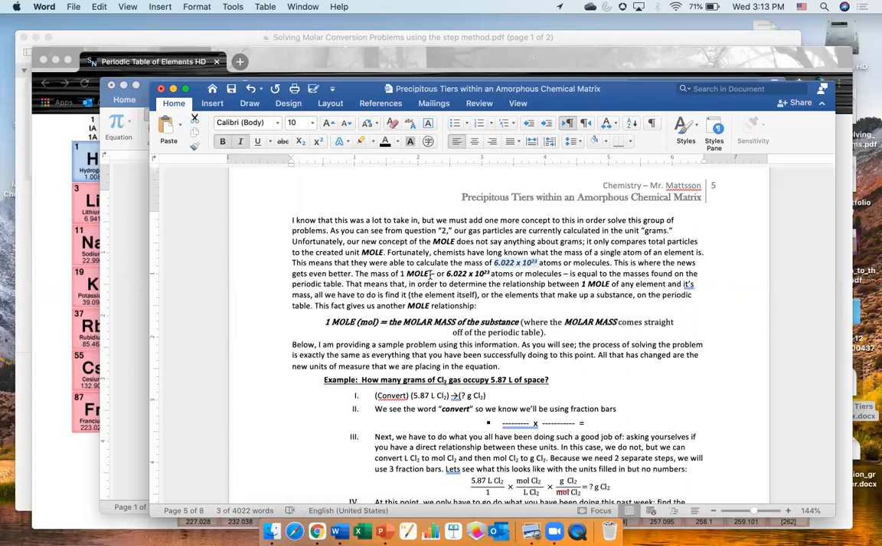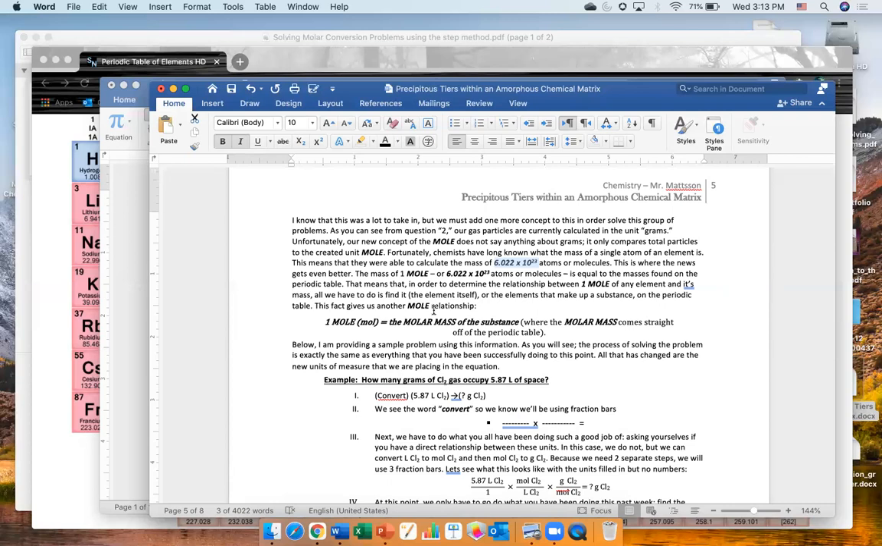The mass of 1 mole, or 6.022 times 10 to the 23 atoms, or Avogadro's number, is equal to the masses found on the periodic table. So to determine the relationship between 1 mole of any element and its mass, all we have to do is find the element itself. We just look to the periodic table, or the elements that make up a substance on the periodic table.